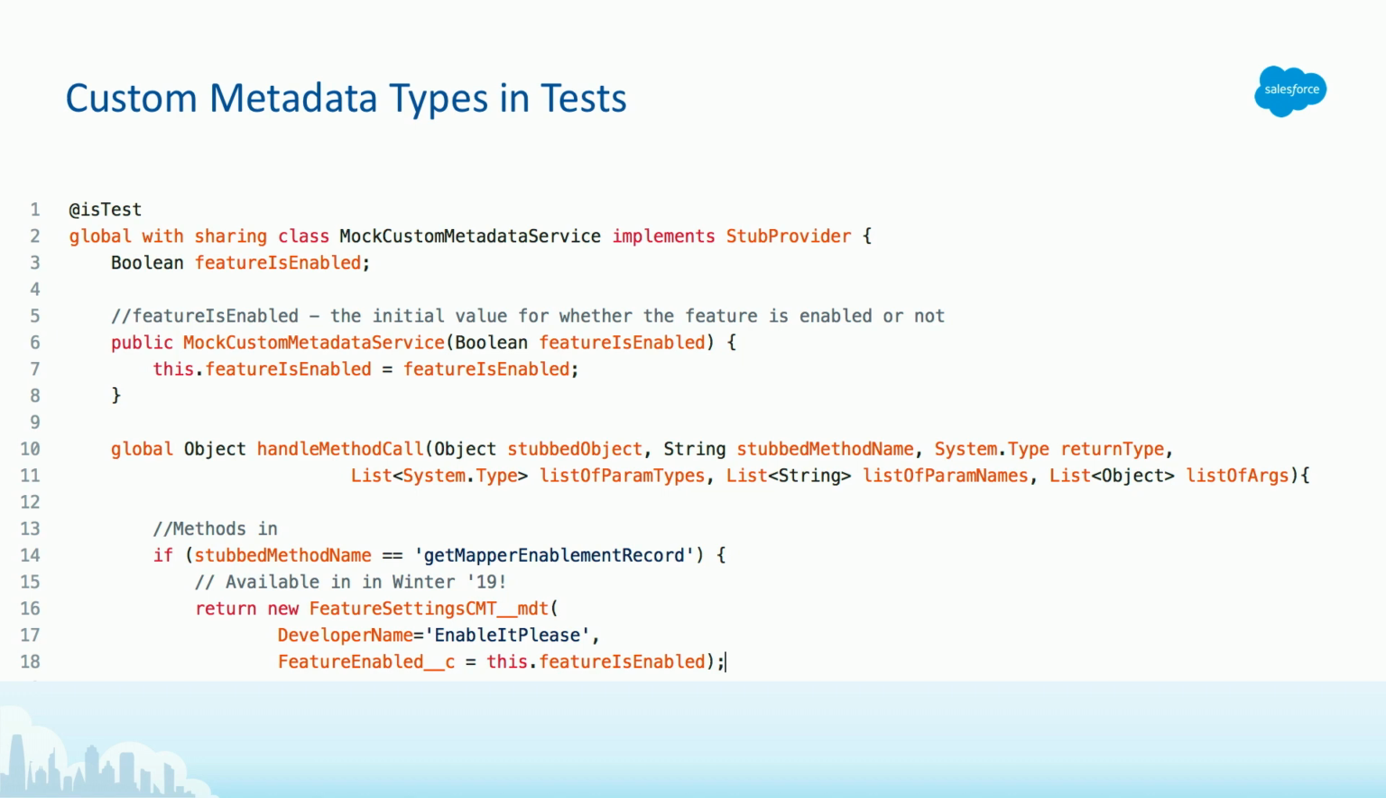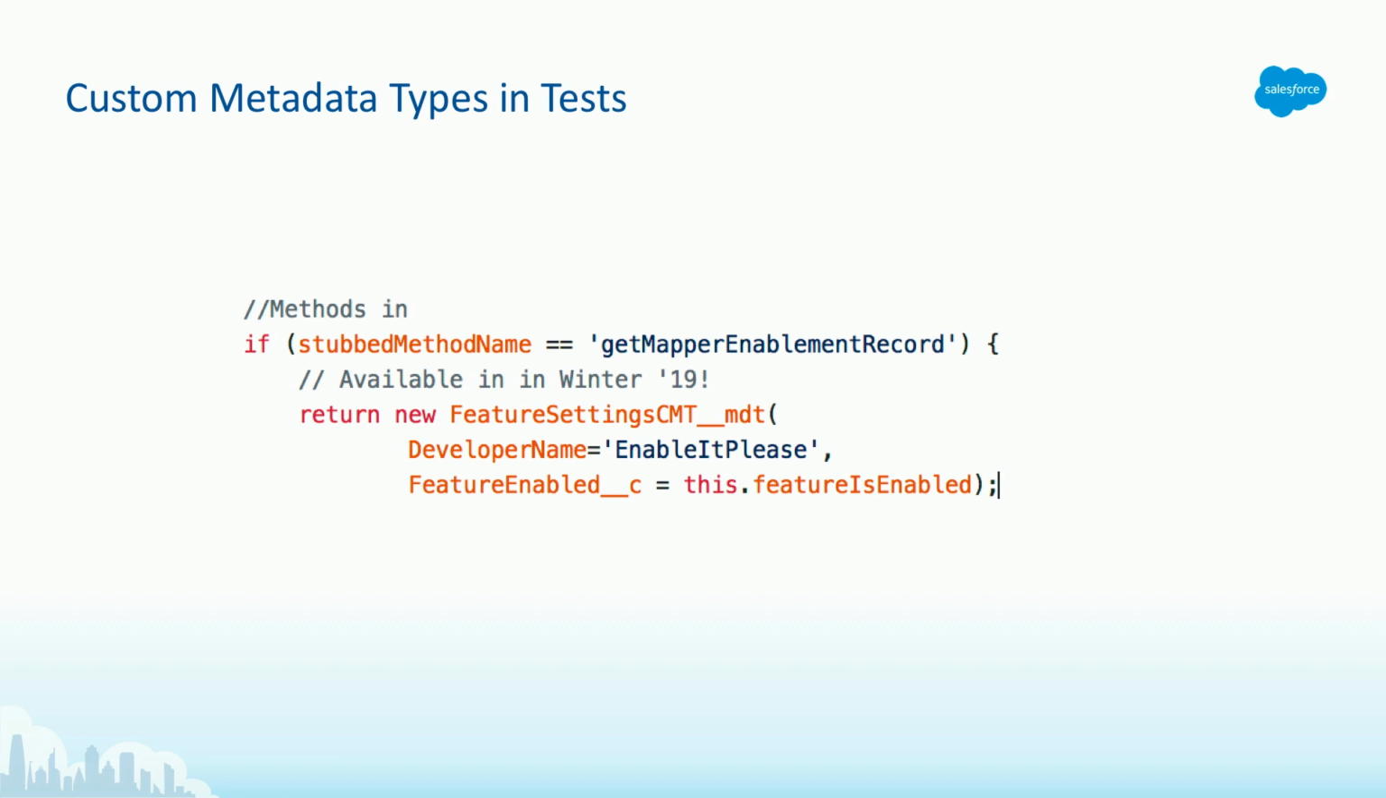So the crucial point that I want to point out here is that this implements StubProvider. That's the interface that you'll need to implement for a test that does this. And then when a method gets called that I need to return a custom metadata type, instead of doing a SOQL query, it's going to instantiate a new custom metadata record in memory and just return it. And that's going to take the place of doing SOQL queries for custom metadata types in my Apex tests. And we're going to have links to the source code repos with the before and the after of everything we did here.